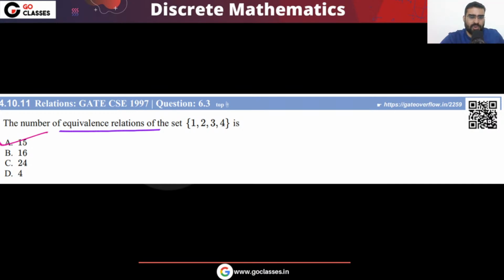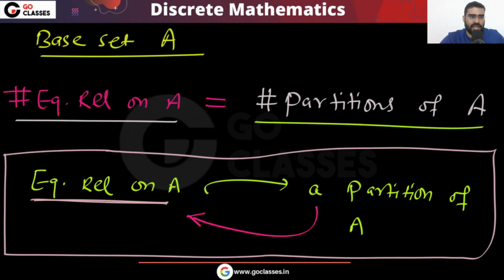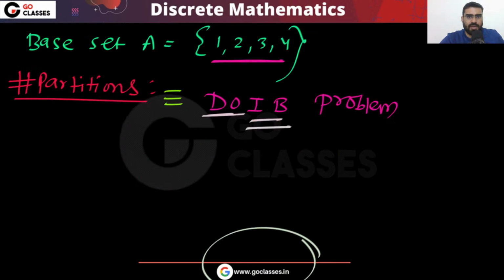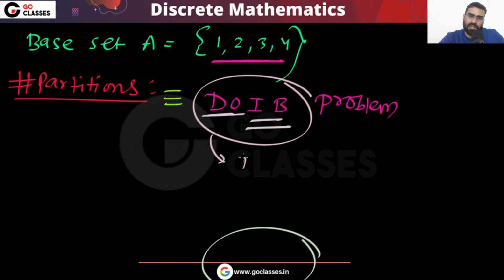So like this, you can calculate the number of equivalence relations. Whenever you want to calculate the number of equivalence relations, that is the same as the number of partitions. Always go step by step. Remember, when you have this DOIB problem, always go step by step. The best way is to go step by step.